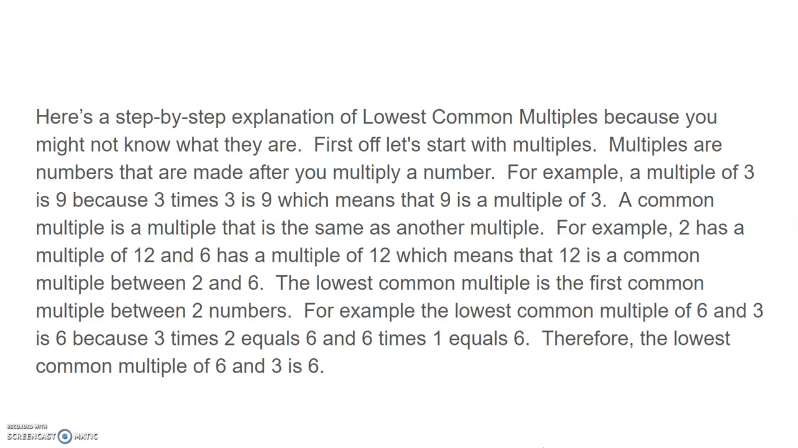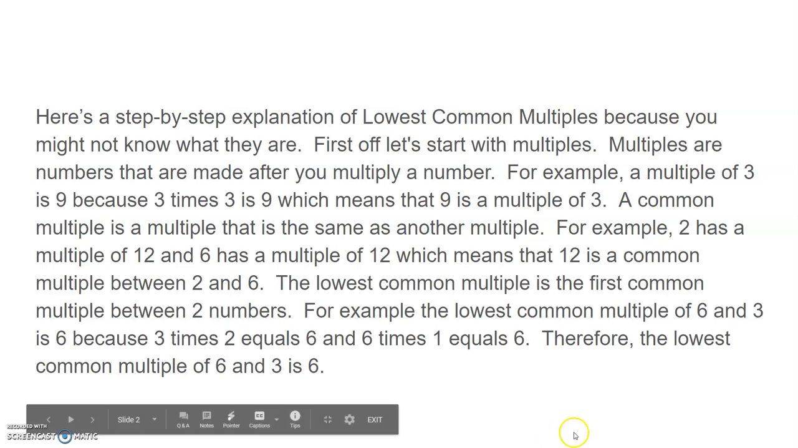For example, 2 has a multiple of 12 and 6 has a multiple of 12, which means that 12 is a common multiple between 2 and 6. The lowest common multiple is the first common multiple between two numbers. For example, the lowest common multiple of 6 and 3 is 6 because 3 times 2 equals 6 and 6 times 1 equals 6. Therefore, the lowest common multiple of 6 and 3 is 6.